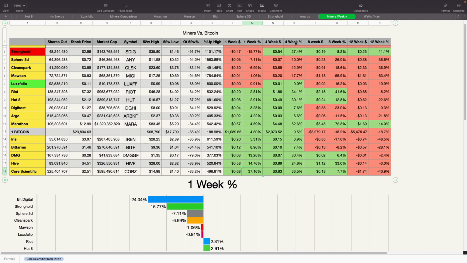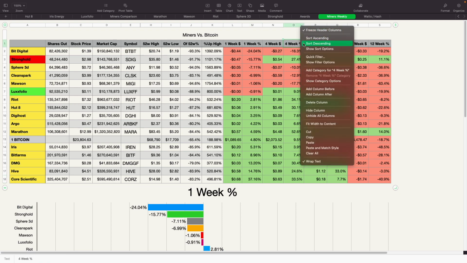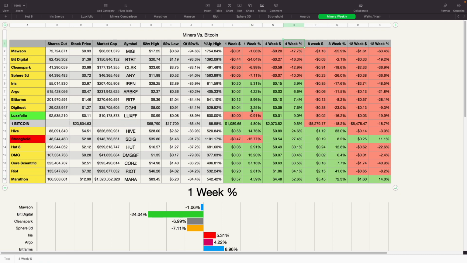Let's take a look at the 4 week really quick. And we can see that we're getting more greens in here, but we're still seeing consistently downsides here, surprisingly, for CleanSpark, Mawson, Sphere 3D, Bit Digital. Stronghold had a couple prior weeks that were better, but it is what it is. Let's take a look at it, sort of descending.